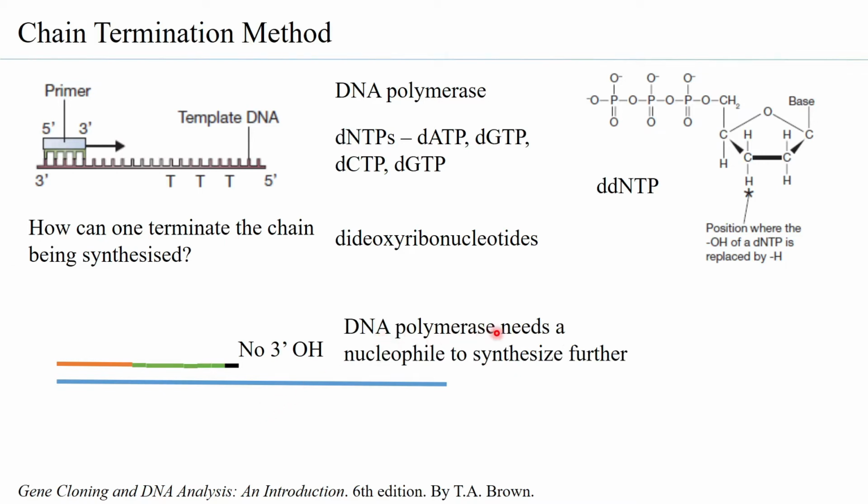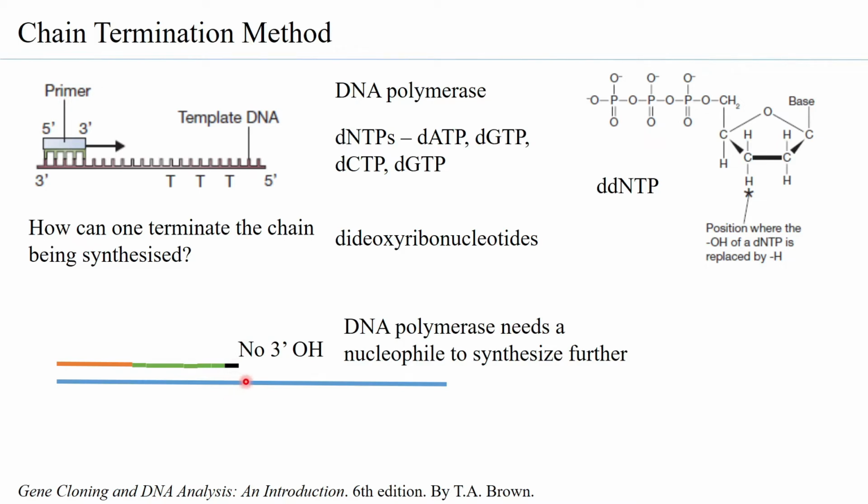So DNA polymerase, this is the fact that has been used to design or develop this method. DNA polymerase needs a nucleophile to synthesize further, and when you deprive DNA polymerase of the nucleophile, then it cannot synthesize any further. It cannot elongate the chain any further, and therefore there will be termination.